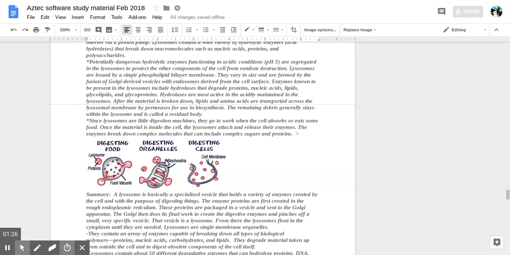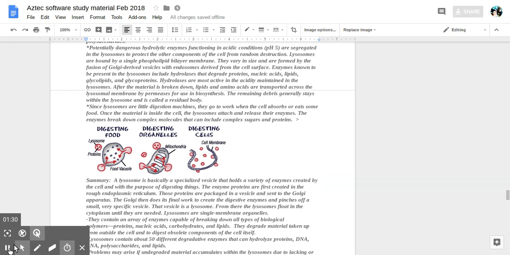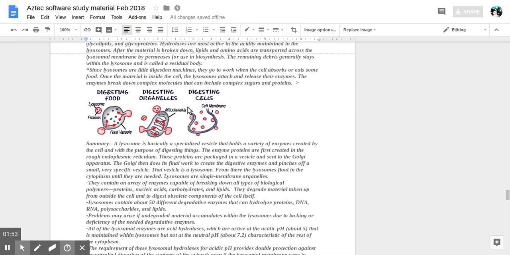So various molecules that are no longer needed are broken down. After the material is broken down, lipids and amino acids are transported across the lysosomal membrane by permeases for reuse, or like recycling and biosynthesis.